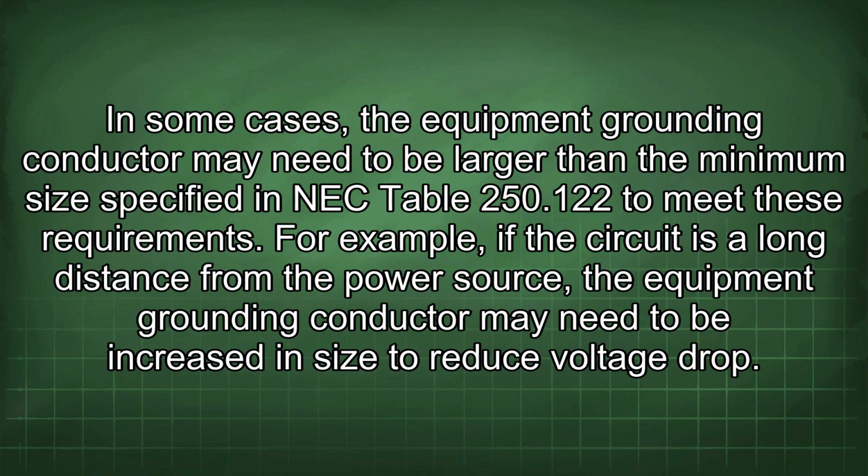In some cases, the equipment grounding conductor may need to be larger than the minimum size specified in NEC Table 250.122 to meet these requirements. For example, if the circuit is a long distance from the power source, the equipment grounding conductor may need to be increased in size to reduce voltage drop.